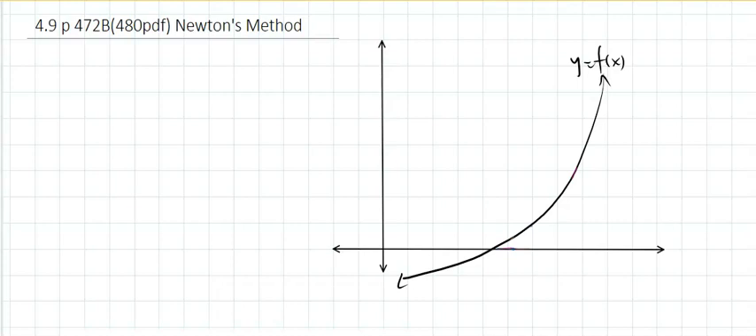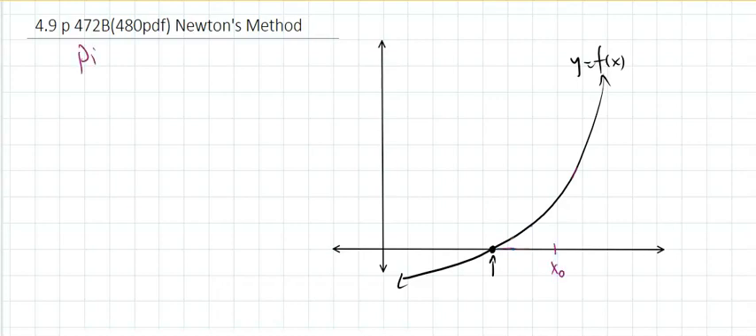Section 4.9 talks about Newton's method. The goal is to find this root. Given a function y equals f of x, if I pick a point x sub 0.